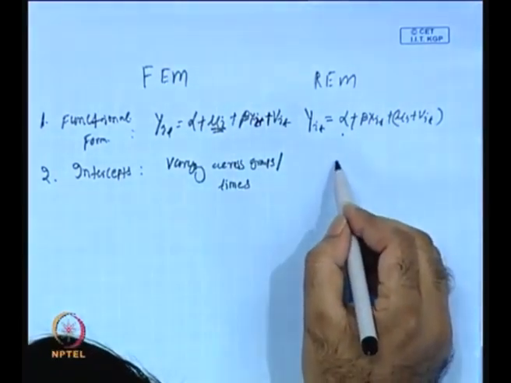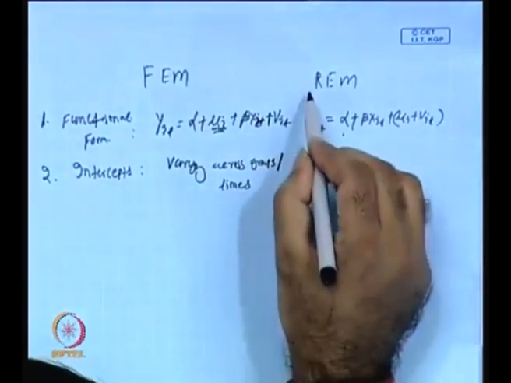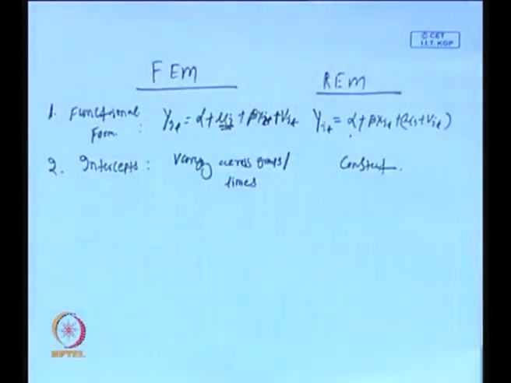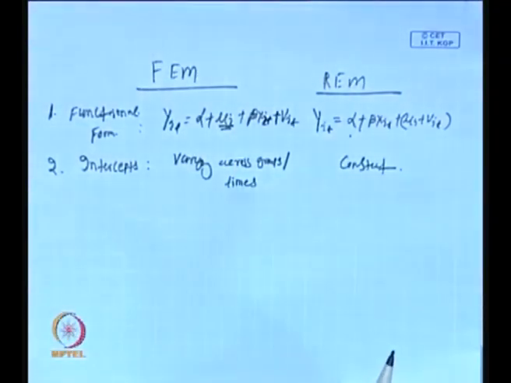Here, the intercept is constant in the case of random effect model. Now the difference can be observed from many angles. The first observation is with respect to functional form, then the second difference we can observe through the impact of intercept.